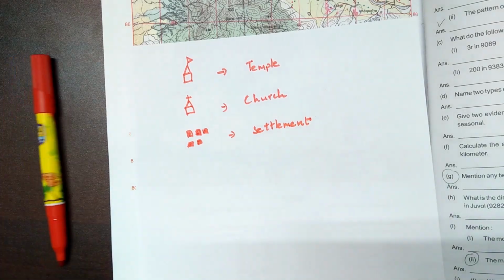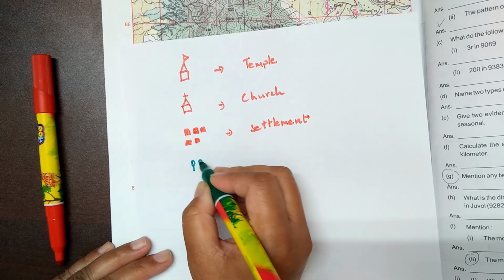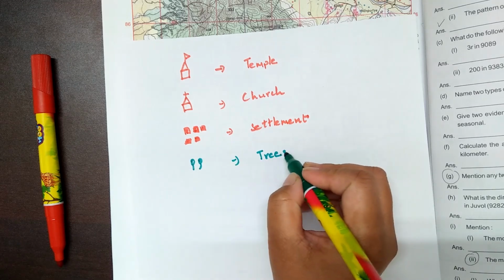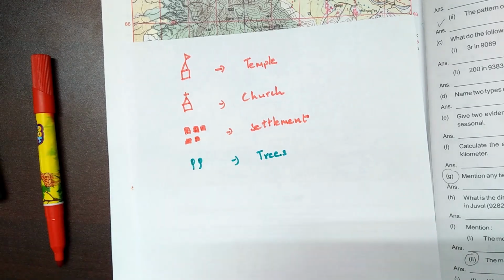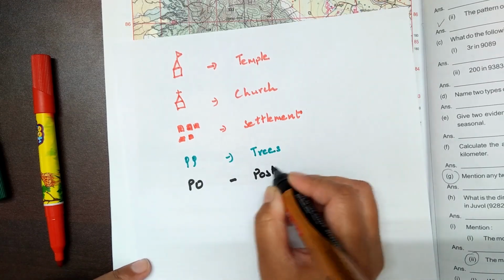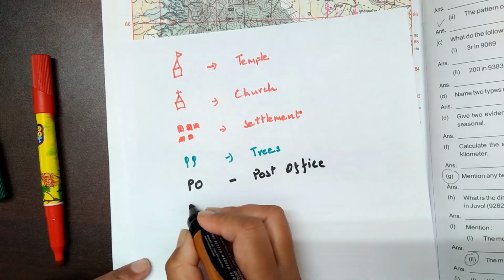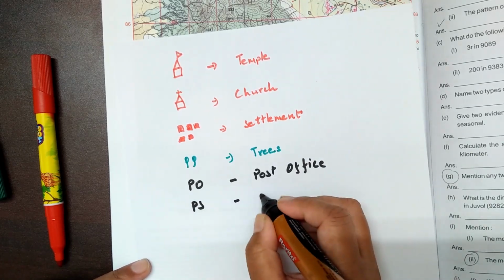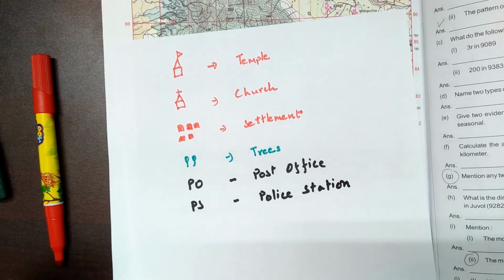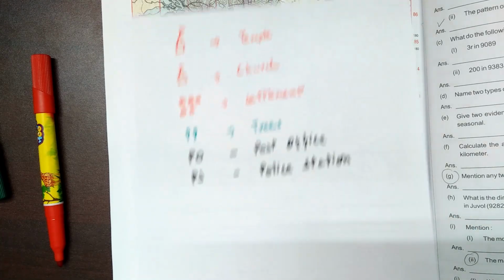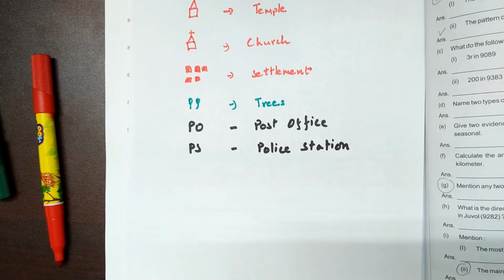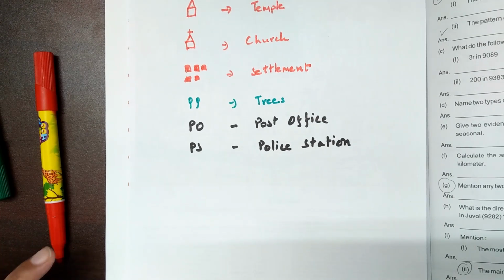Okay, suppose you have something like this, then of course, trees are trees. Then if it is PO, what does that mean? Post office. If you see PS, then that's police station. So these kinds of different conventional symbols are there. Just go through it. It will be helpful to you all. I hope color and legend is clear to you.